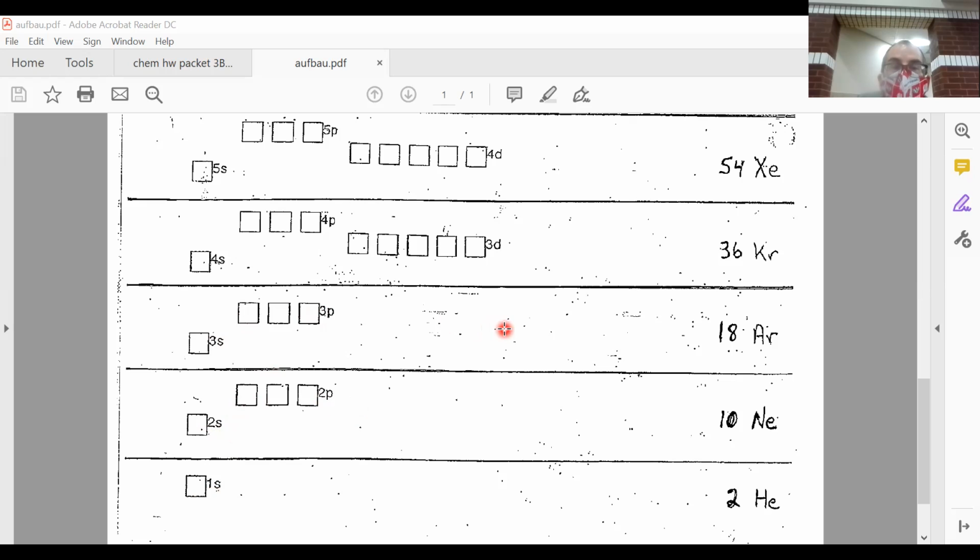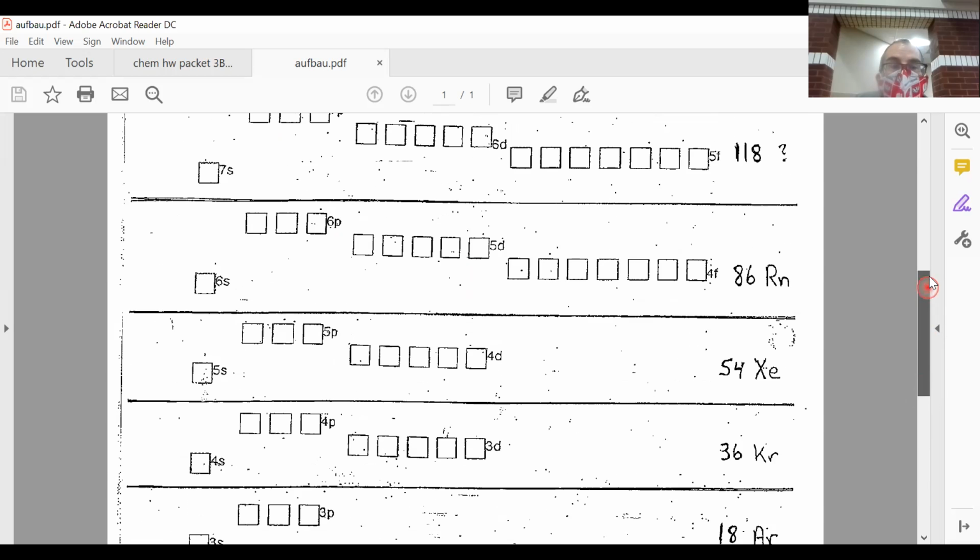The next shell, we go to the lowest thing, which is 4s2, and then 3d10, 4p6, which is 18 electrons. In the fifth shell, we go 5s2, 4d10, 5p6, which is also 18 electrons.